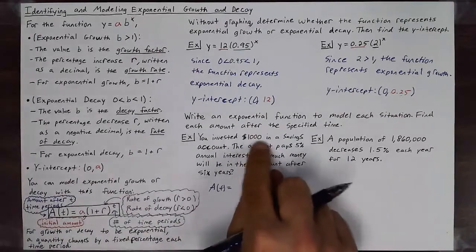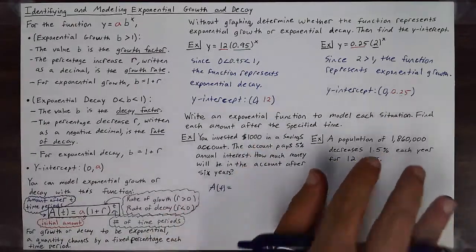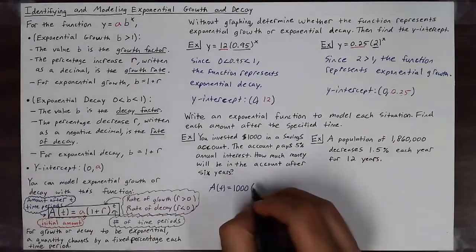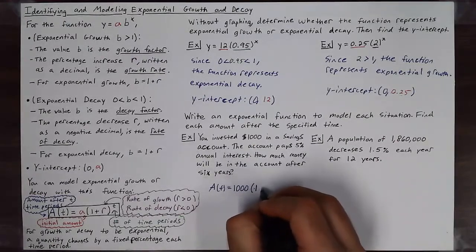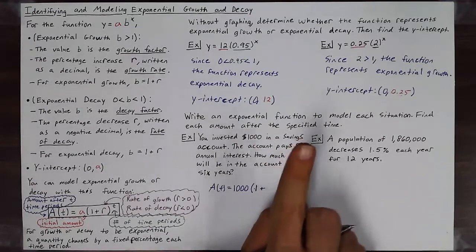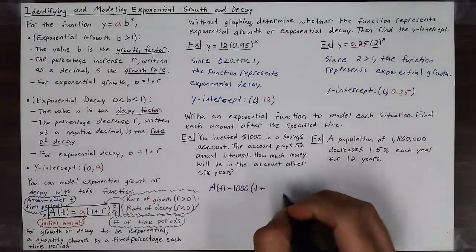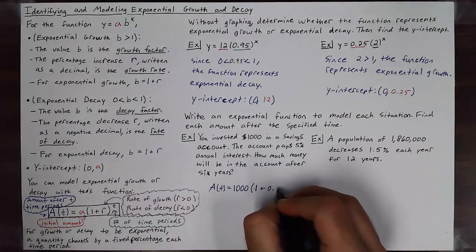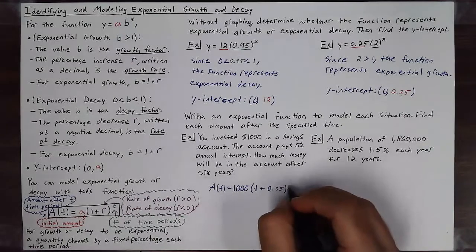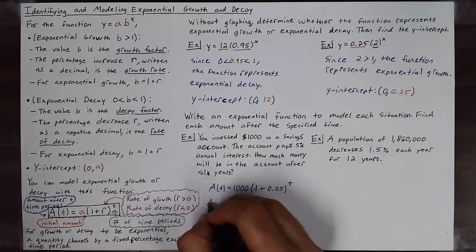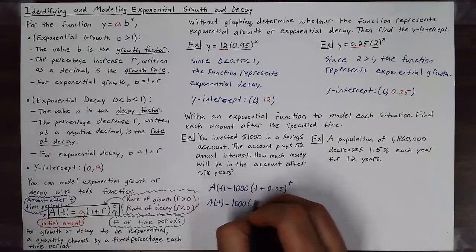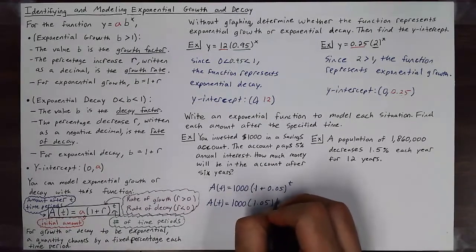So the $1,000, what you put in, that's your initial amount. So we'll put 1,000, then open our parentheses, and do 1 plus our rate, which is 5%. It pays that, so it means we're going up, it means we're growing. So this is definitely a growth rate. So we'll do plus 0.05 for 5% raised to the t power. So my function is a of t is equal to 1,000 times 1.05 to the t power.